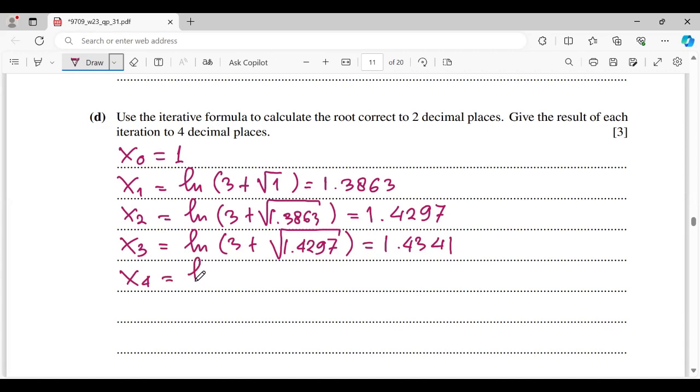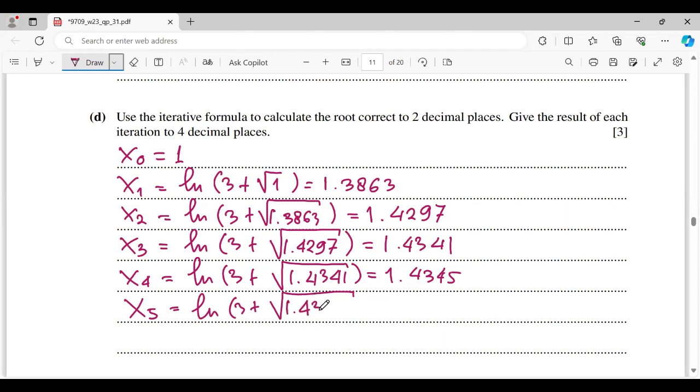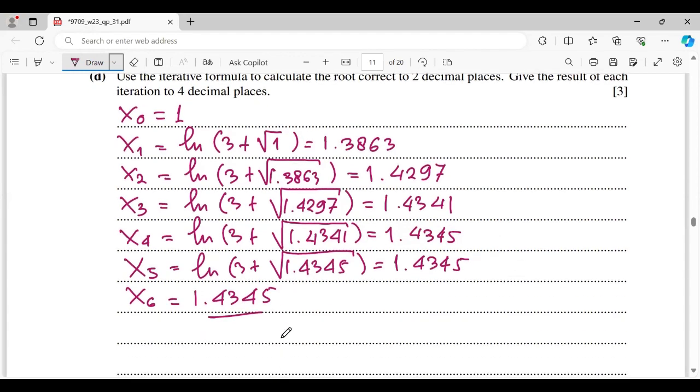x4 equals ln 3 plus square root 1.4341, equals 1.4345. x5 equals ln 3 plus square root 1.4345, equals 1.4345. x6 with the same procedure, you're going to find the answer is 1.4345. So this is the number.